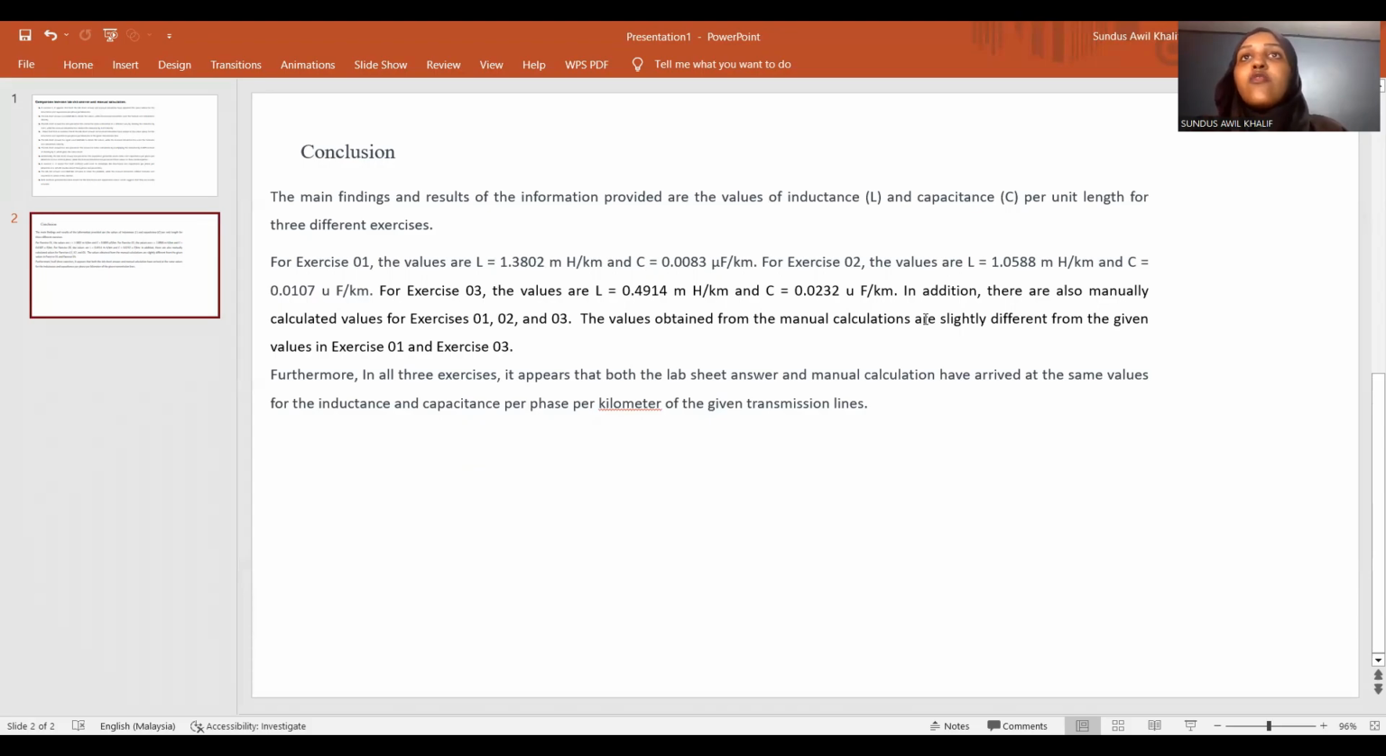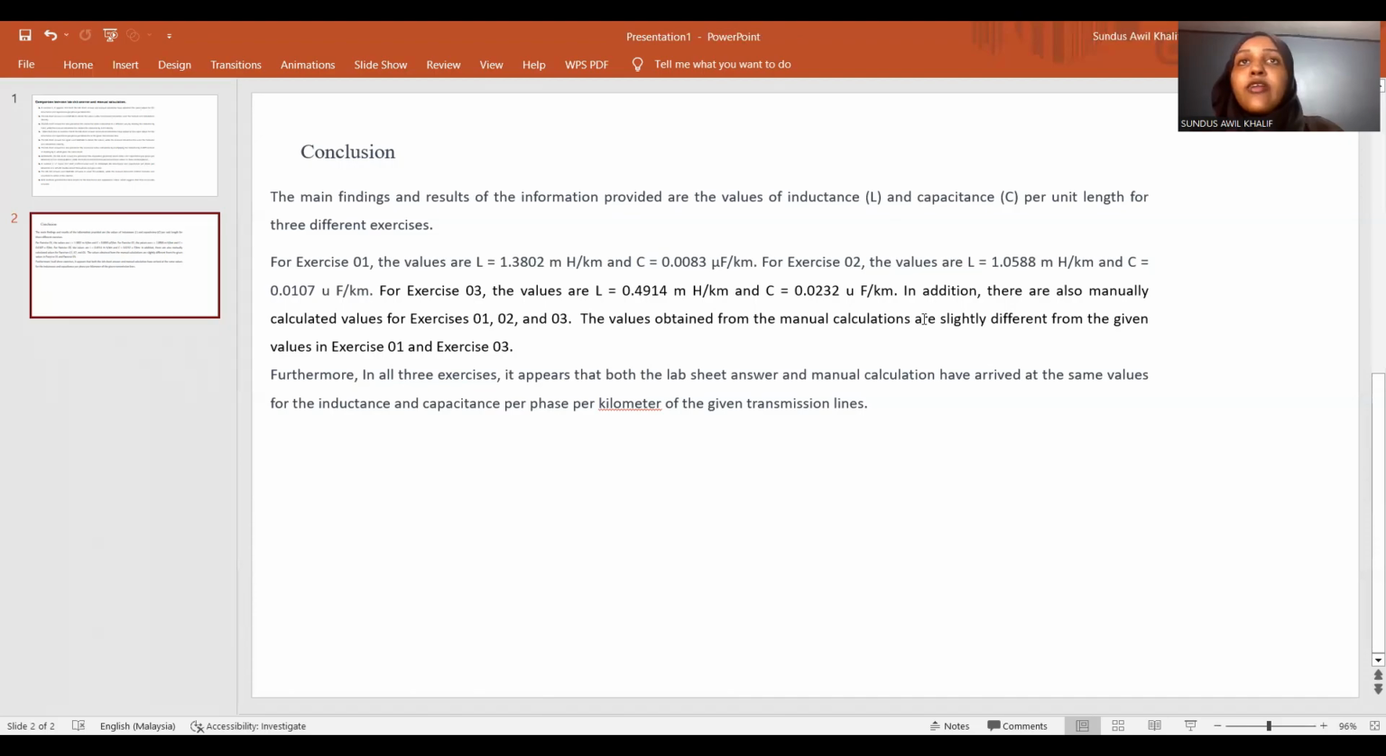For exercise 2, the values are L equal to 1.0588 mH/km, and C is 0.010 uF/km. For exercise 3, the value of L is equal to 0.4914 mH/km, while C is 0.0232 uF/km. In addition, there are also manually calculated values for exercises 1, 2 and 3.